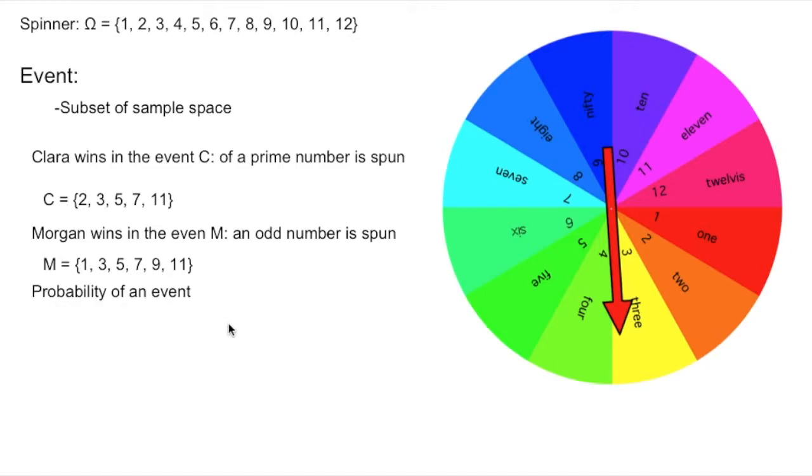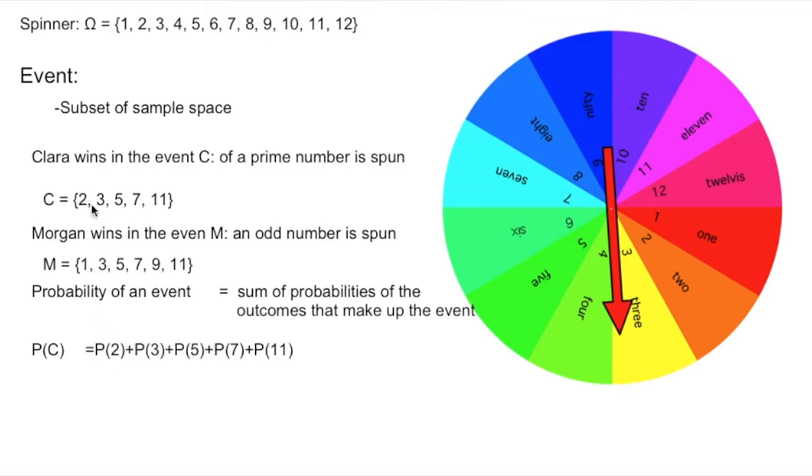The probability of an event is equal to the sum of the probabilities of the outcomes that make up that event. So the probability of Clara winning is equal to the probability of a 2 being spun, added to the probability of a 3, added to the probability of a 5, added to the probability of 7, added to the probability of 11. Probability is the number of desired outcomes out of the total number of outcomes. How many desired outcomes do you have? 1. Out of how many? 12.